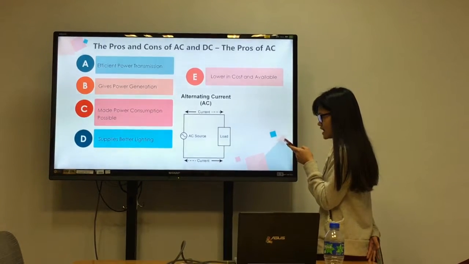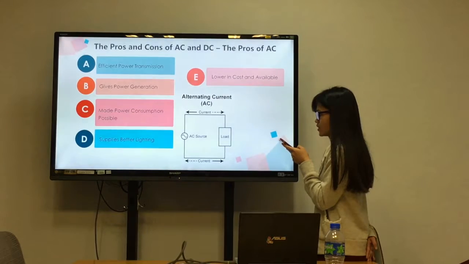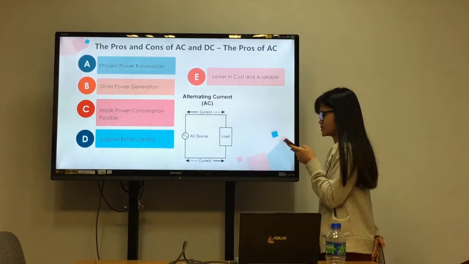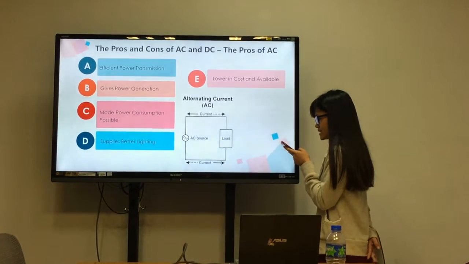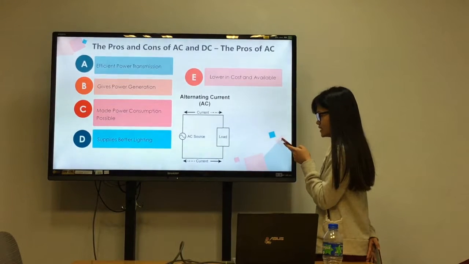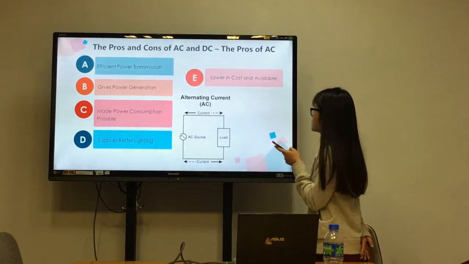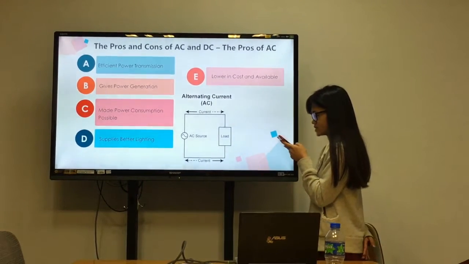better lighting. AC is a more practical form of electric power to use, especially as more complex lights become popular, and it is lower in cost and available.